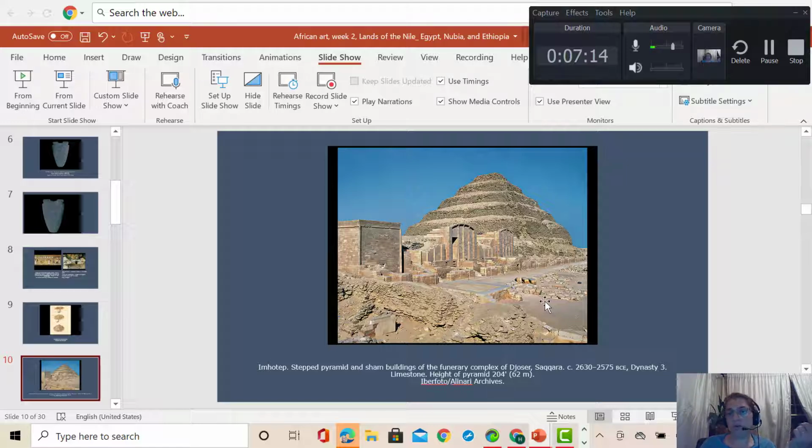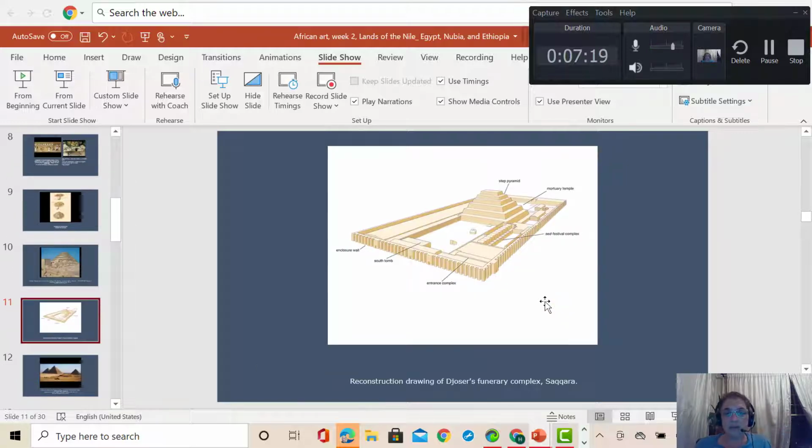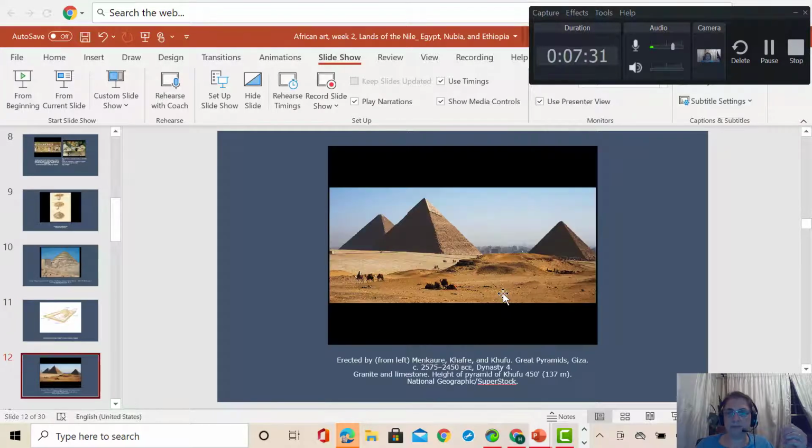The best known probably is the pyramids of Giza, which we'll get to in a second. But here we have a reconstruction of the step pyramid, and you can see that it really is this large complex. It's just not one pyramid. So here we have the pyramids of Giza, the most definitely well known of the Egyptian pyramids, but there are hundreds and hundreds of pyramids across Egypt, and we'll see in the next section also in Nubia.